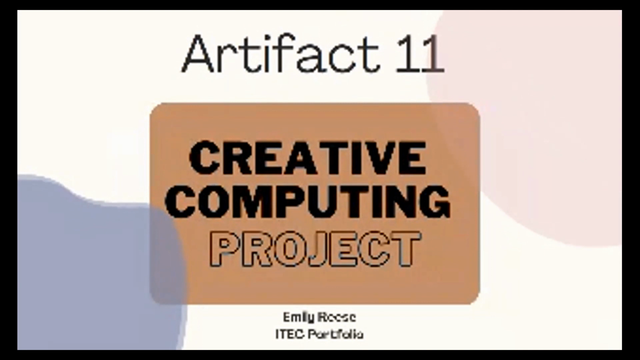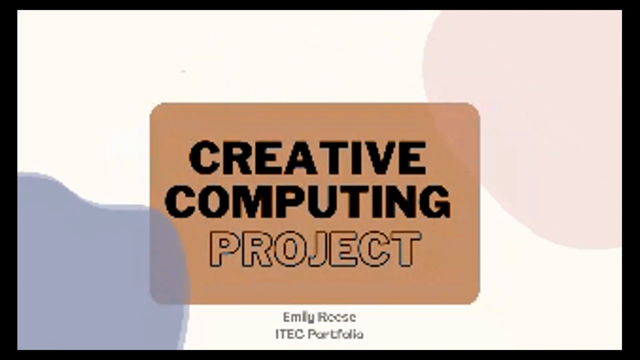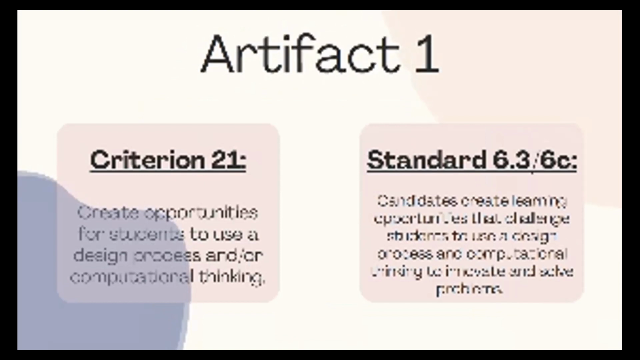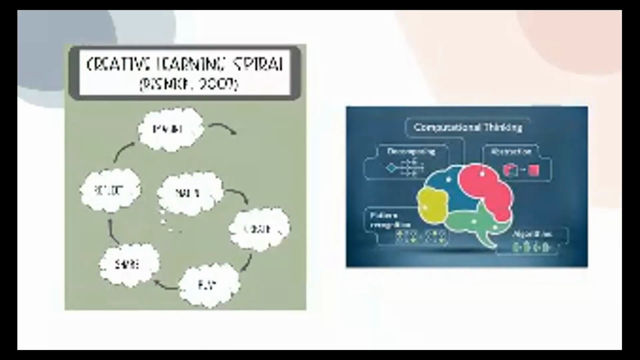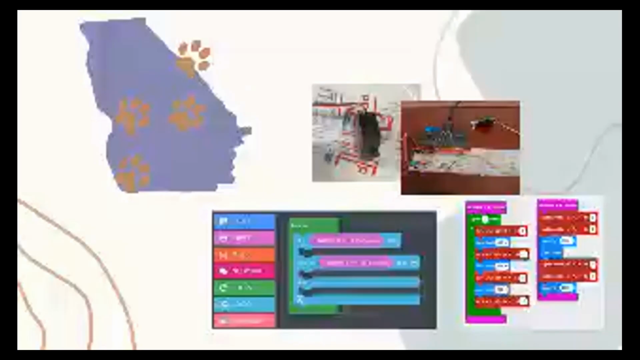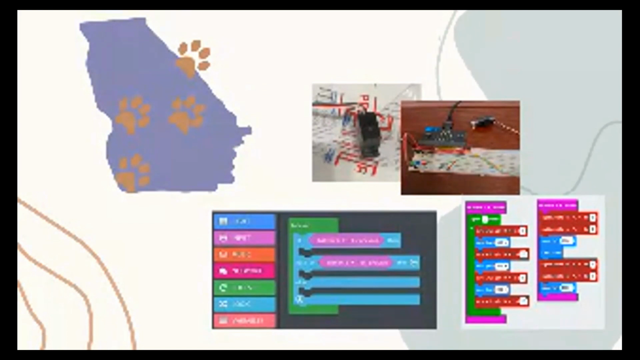The lesson plan and student work samples from my creative computing project provide evidence for Criterion 21, create opportunities for students to use a design process and computational thinking. I developed and implemented a project with my third grade students in which they used a design thinking process as well as elements of computational thinking to choose and research an animal in a Georgia habitat. Students then used various classroom materials to design, create, and code their animal using MakeCode and micro:bits to include one input and one output function.